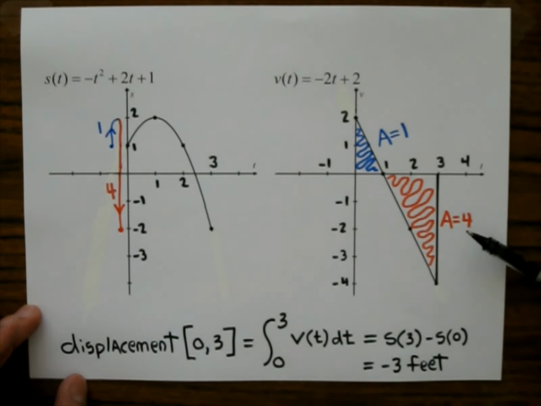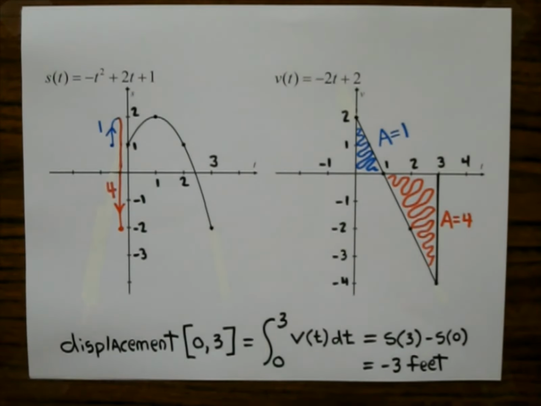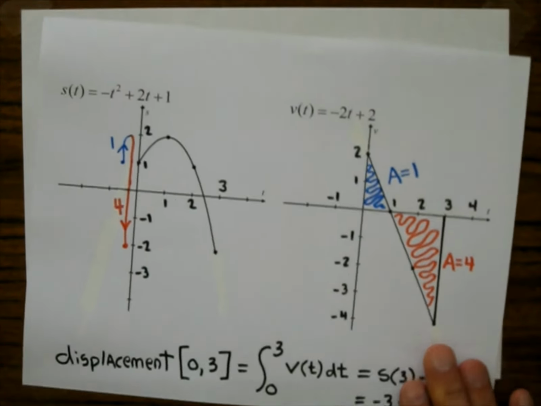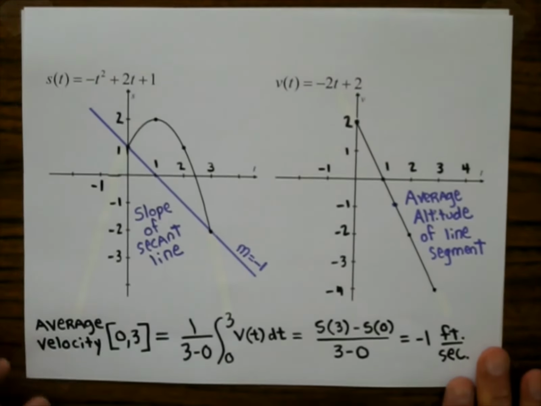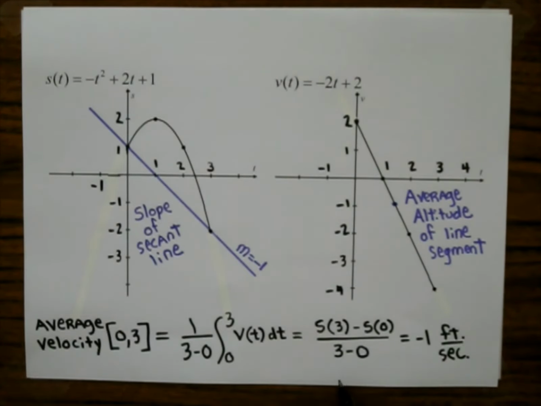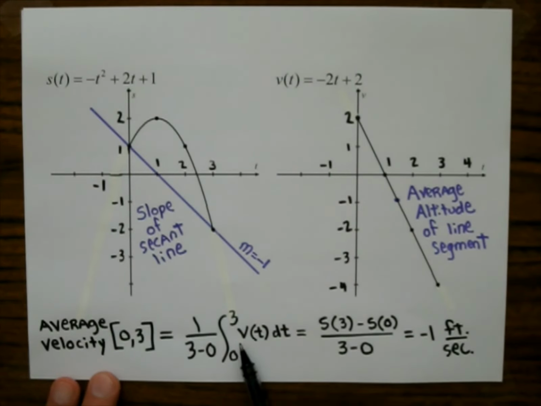Now, from the angle of velocity, the displacement is gotten by doing the definite integral from 0 to 3 of the velocity function, and it is the net area. Another common question that's asked is the average velocity, which is really just the displacement divided by the time. We've been saying that from the beginning. Here's the displacement, which you could write as s of 3 minus s of 0, or as the definite integral. Then it's divided by the time, 3 minus 0, or 1 over 3 minus 0. And it ends up being -1 feet per second.